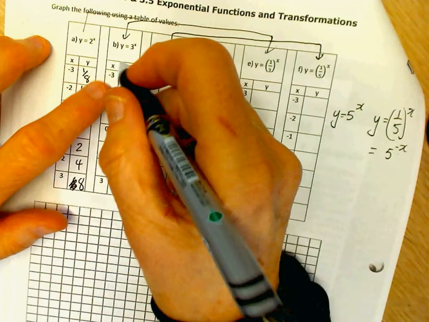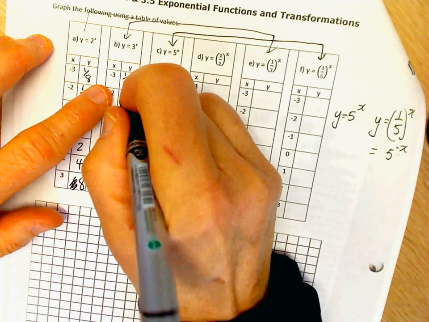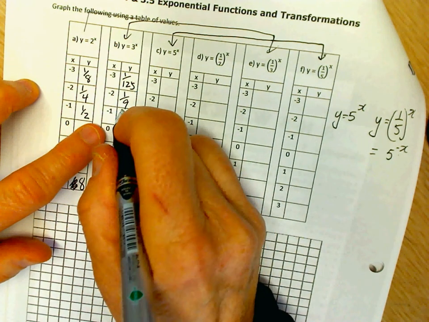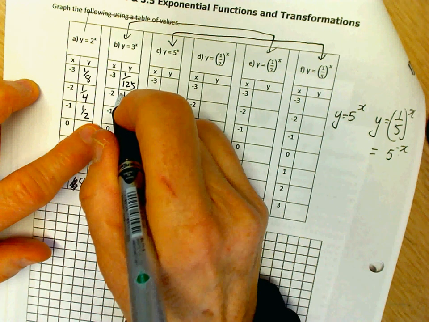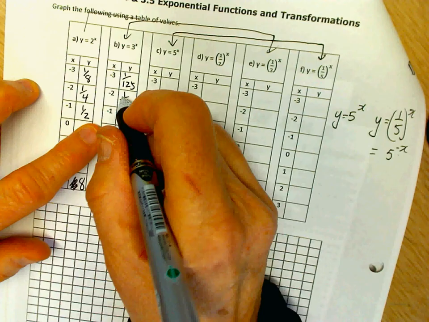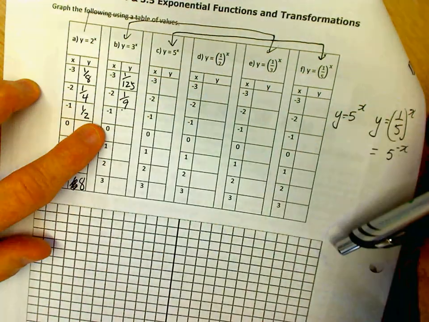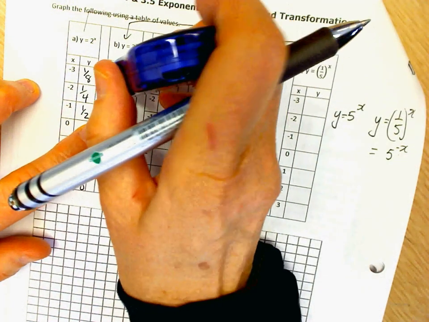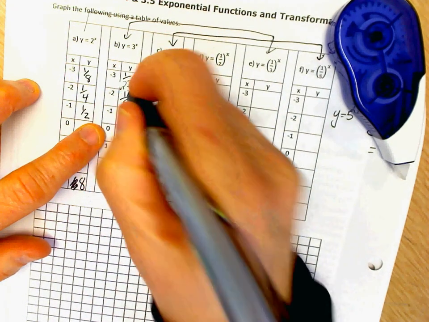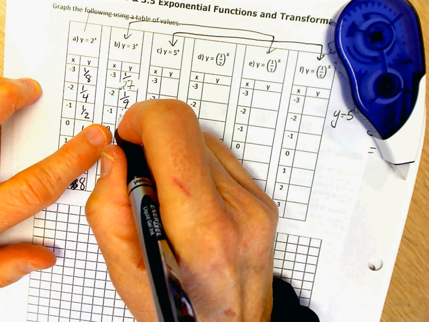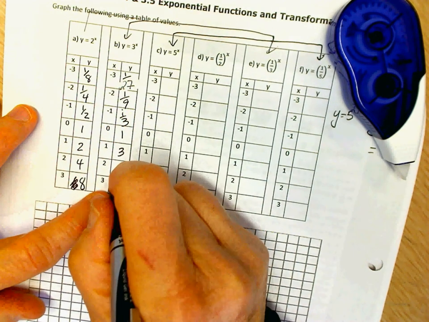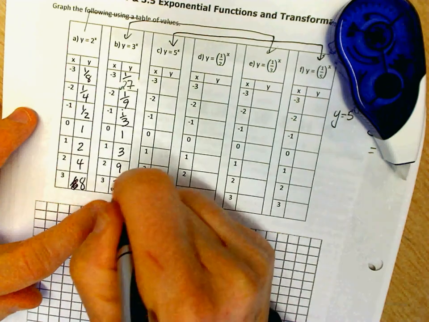Let's do 3. 3 to the negative 3 is 1 over 27. 3 to the negative 2 is 1 over 9. Uh-oh, that's wrong, isn't it? My eye jumped. 3 to the negative 3 is 1 over 27. Thank you. 3 to the negative 1 is 1/3, then 1, 3, 9, 27.